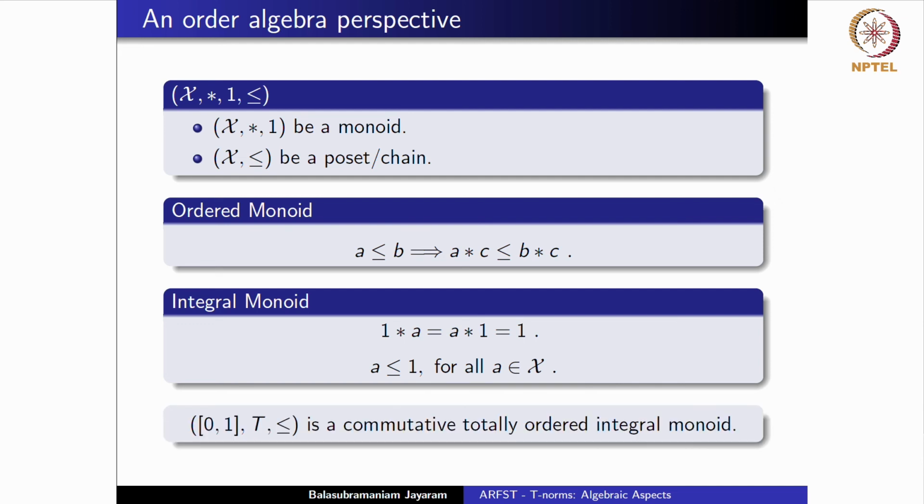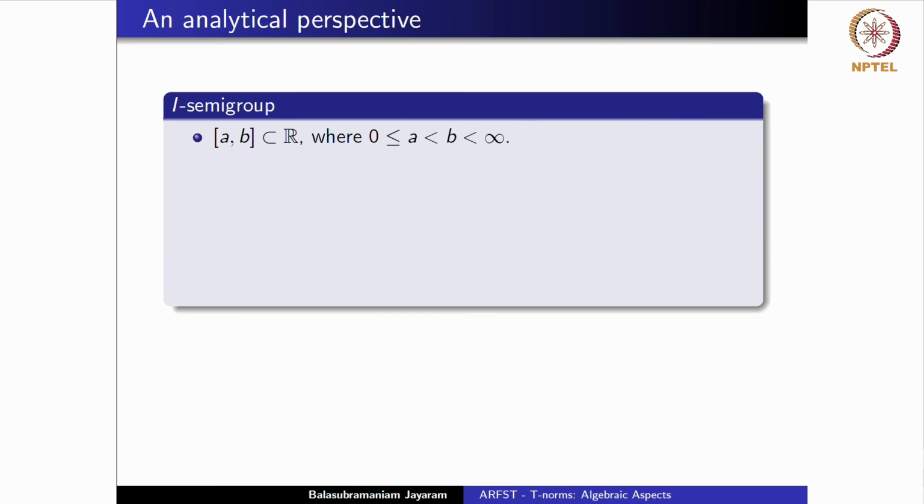Now clearly you see that if you consider [0,1] with the usual order on it and any t-norm, it is a commutative, totally ordered monoid, since [0,1] with respect to the usual order is totally ordered. This structure is a commutative, totally ordered, integral monoid. Now, let's throw in some analytical properties.